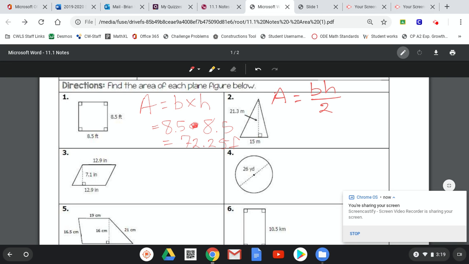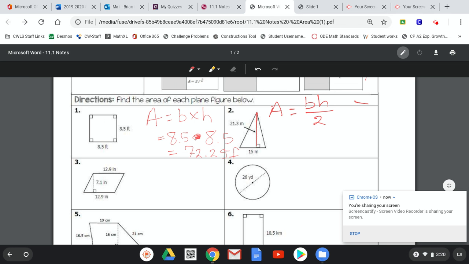Starting off where we left off, area equals base times height divided by 2. Our height is just from the top to the bottom. If you're thinking about how tall something is, like a person, you measure from the floor all the way up to the top of their head. So 21.3 is our height, and our base is 15.